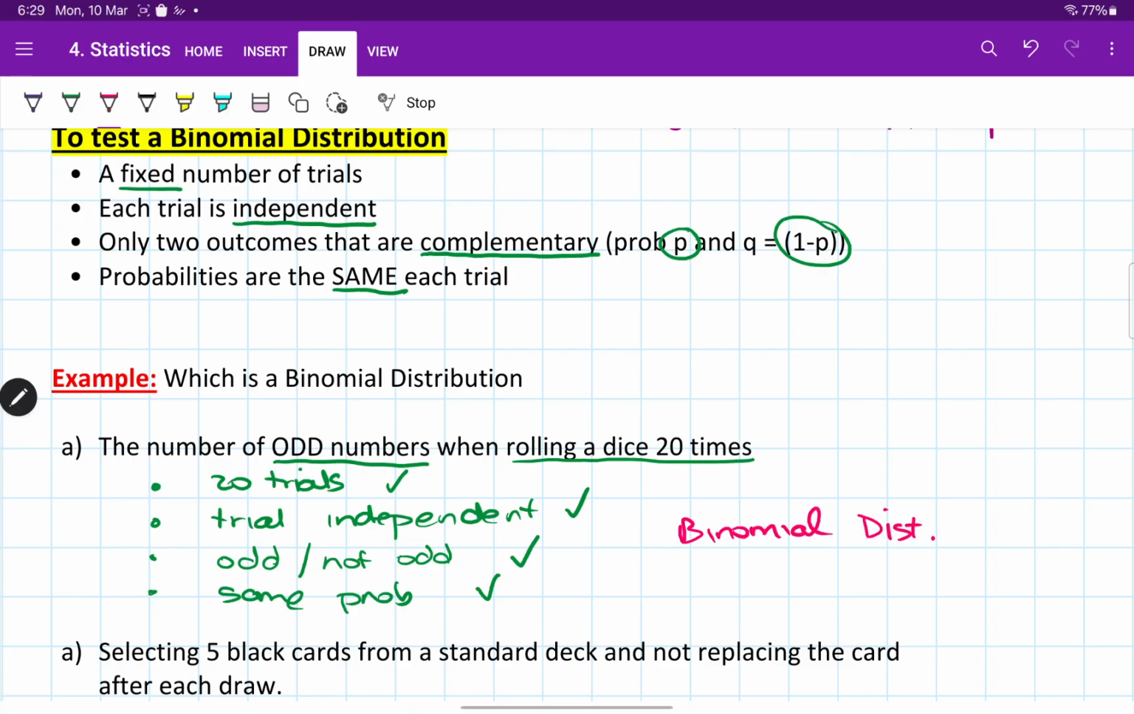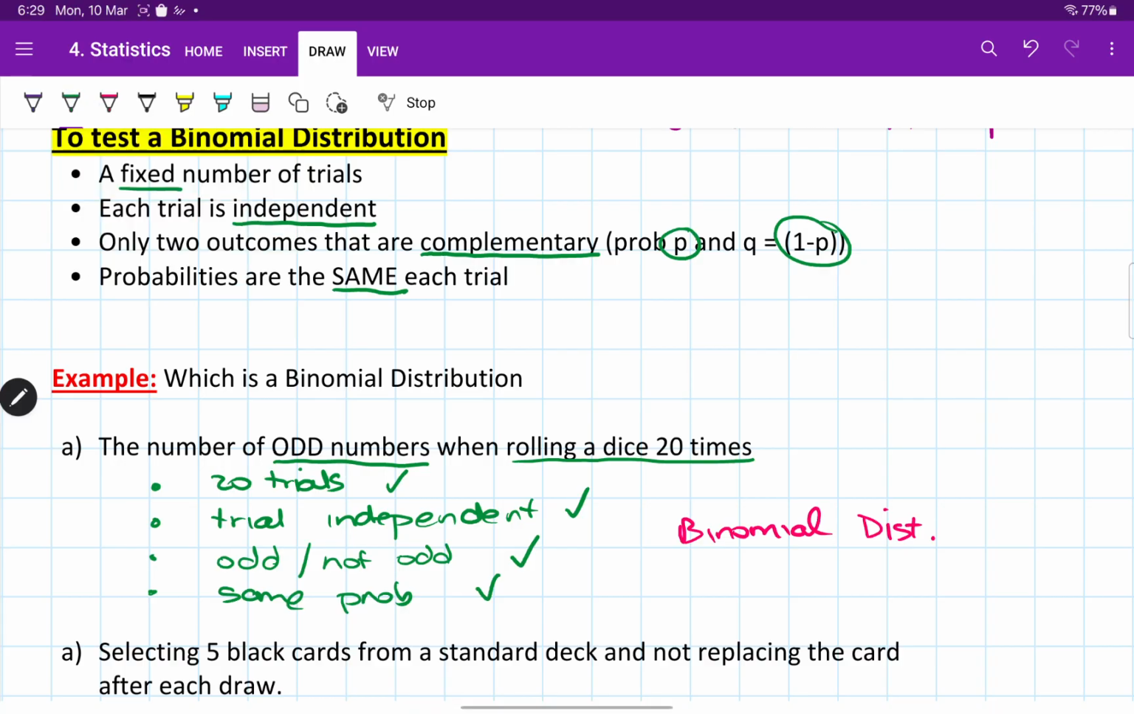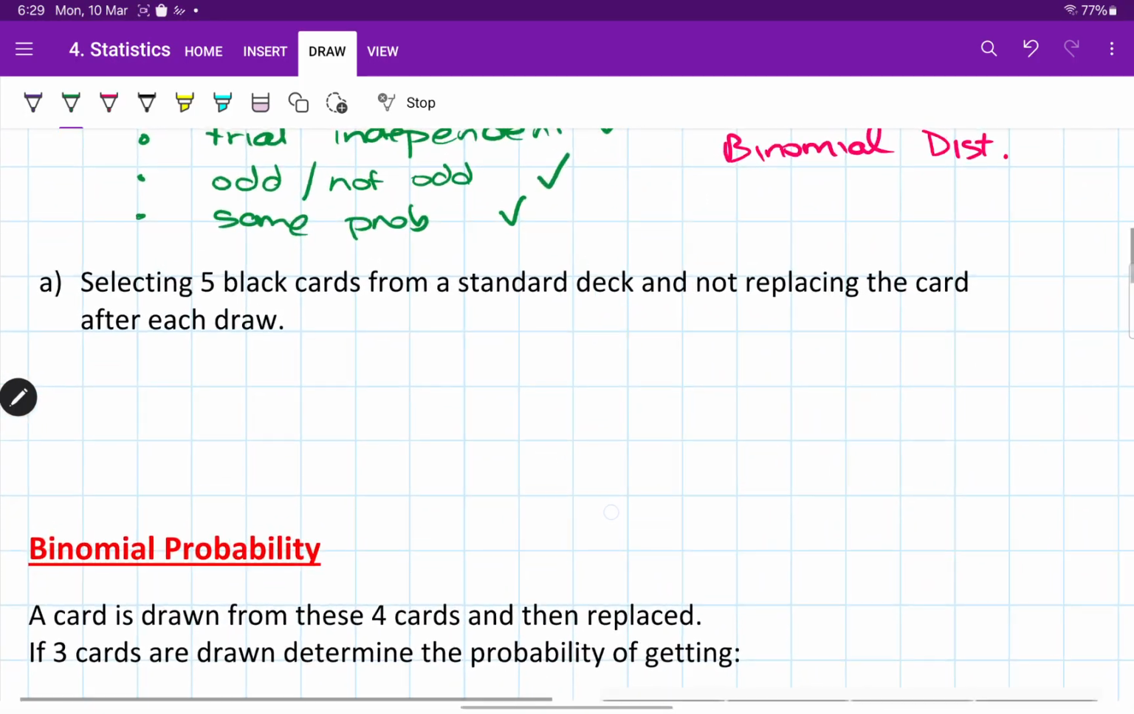Okay, let's look at the next one. Selecting 5 black cards from a standard deck. A standard deck is the 52 cards. And not replacing the card after each draw.